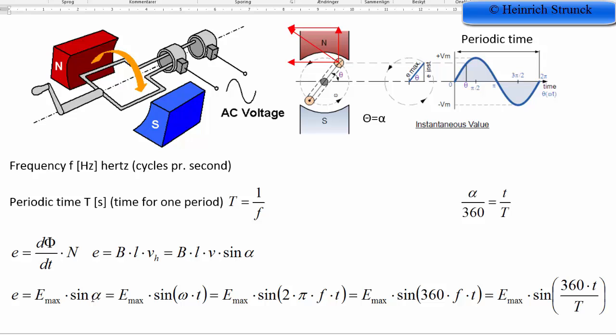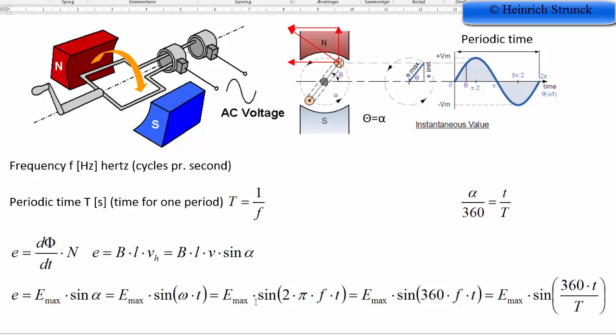Instead of the angle, we can say it must be sine for the angular speed multiplied by the time. The angular speed, we know, normal speed is for example meter per second, but the angular speed is radians per second or degree per second, for any given angle per second. And if we multiply by the time, we must get the angle.